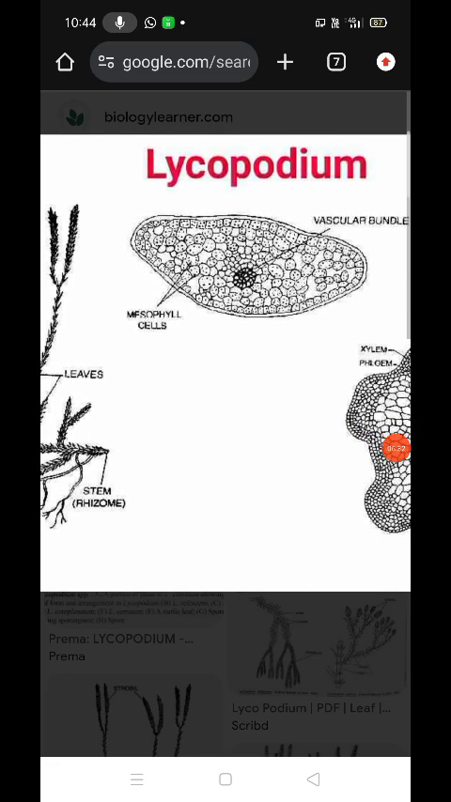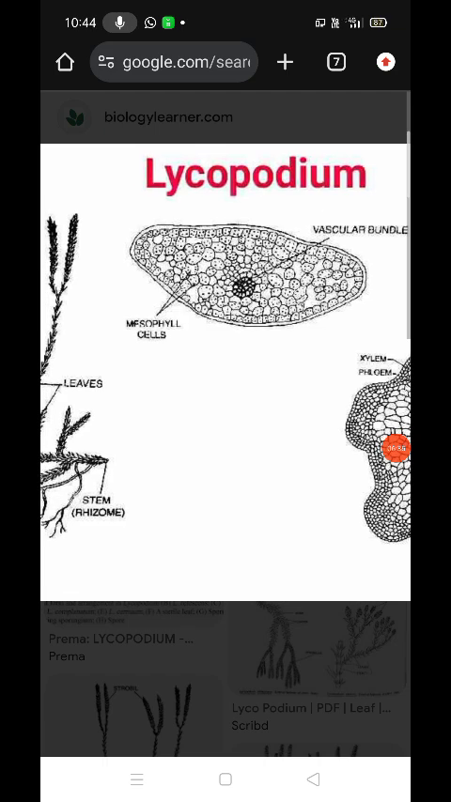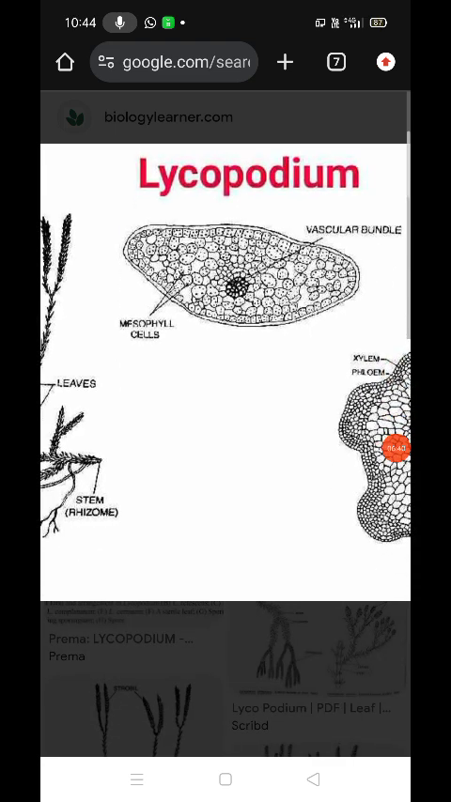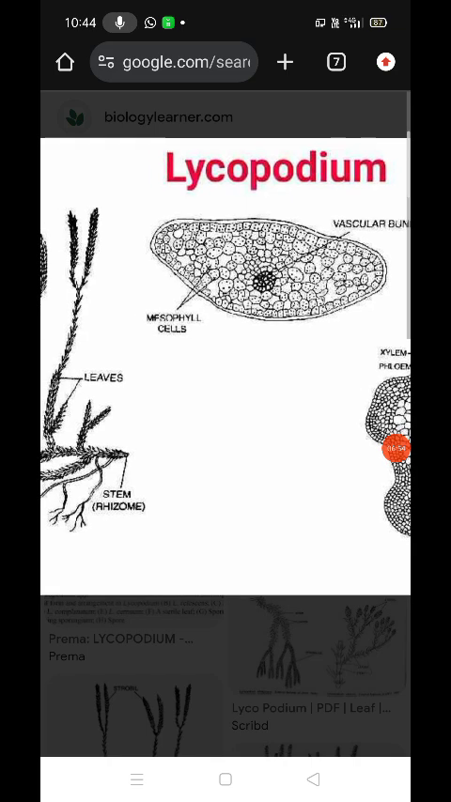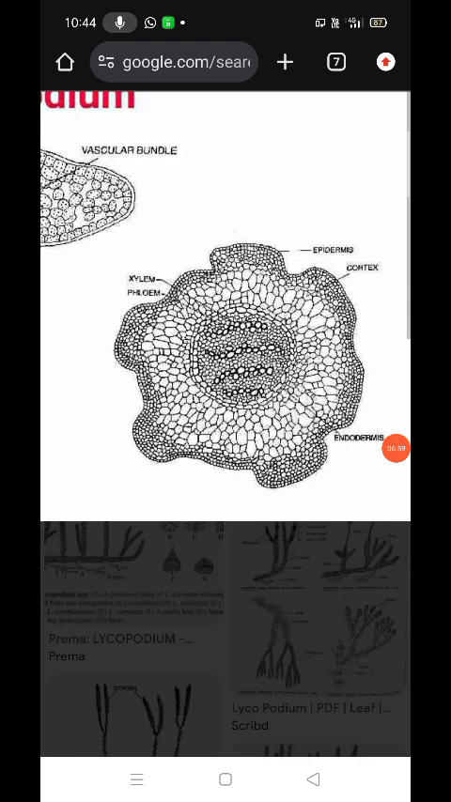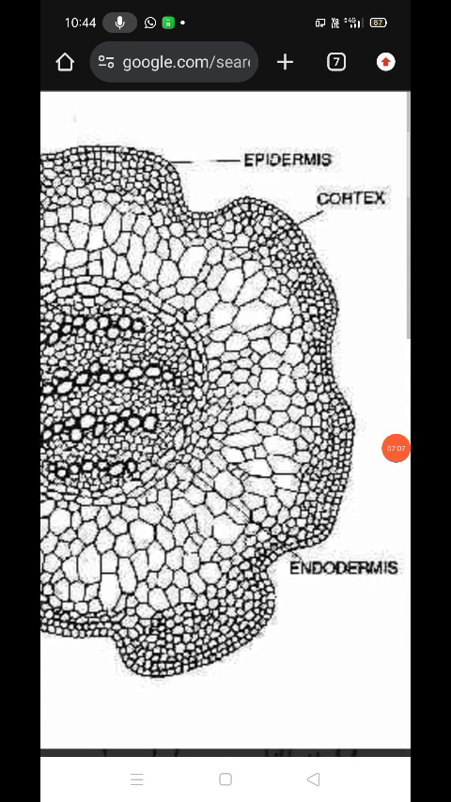Now here you can see the TS of the leaf is given. At the center you can see the vascular bundle, along with mesophyll cells, then the epidermis and cuticle layer are also present in the TS of the leaf. Here in the TS of the stem, you can observe the epidermis is the outermost part of the stem, which is followed by the cortex region.